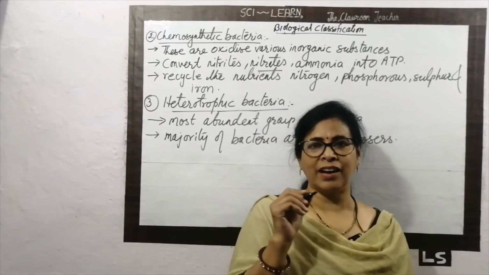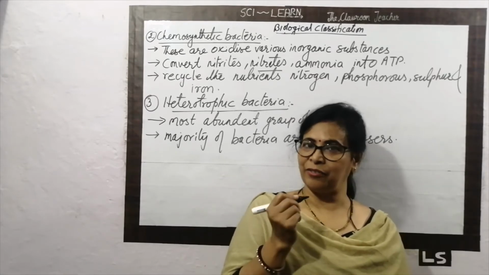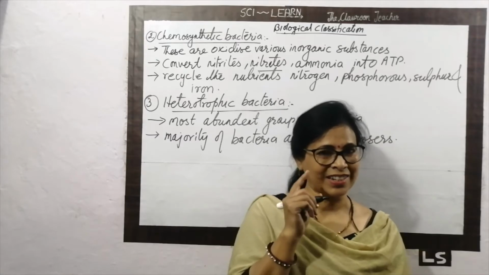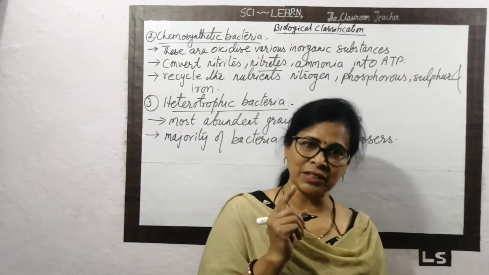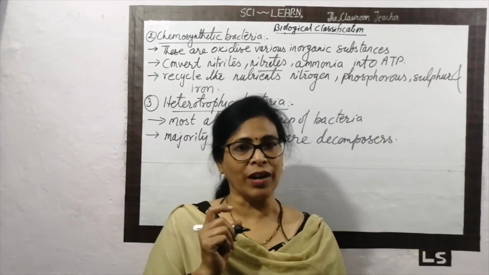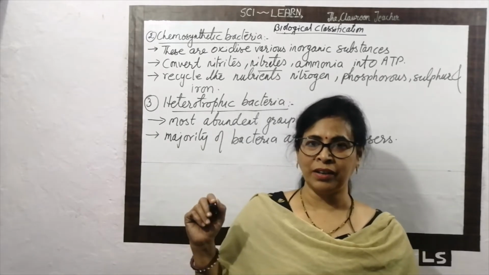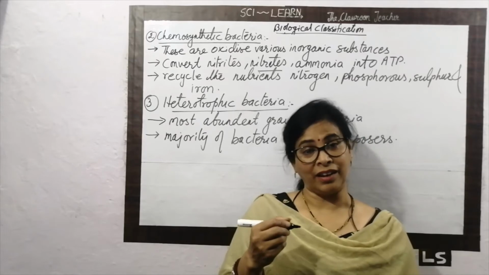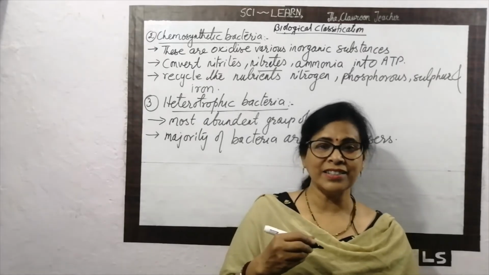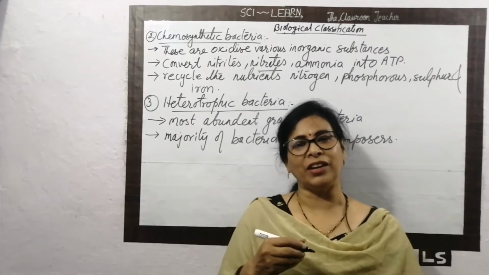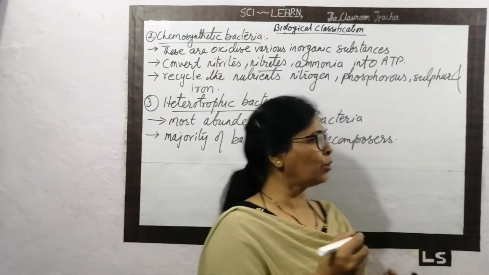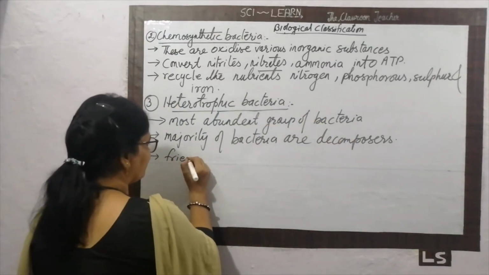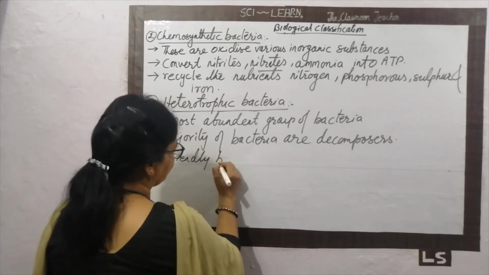Important thing, they are human friends. They are friends as well as foes. You must remember this word. You studied in 8th class that microorganisms are friends and foes. Why? You know very well. This group includes bacteria which are our friends, but they are also dangerous, because they are pathogens. They cause various diseases also. So this group of bacteria are called friendly bacteria.